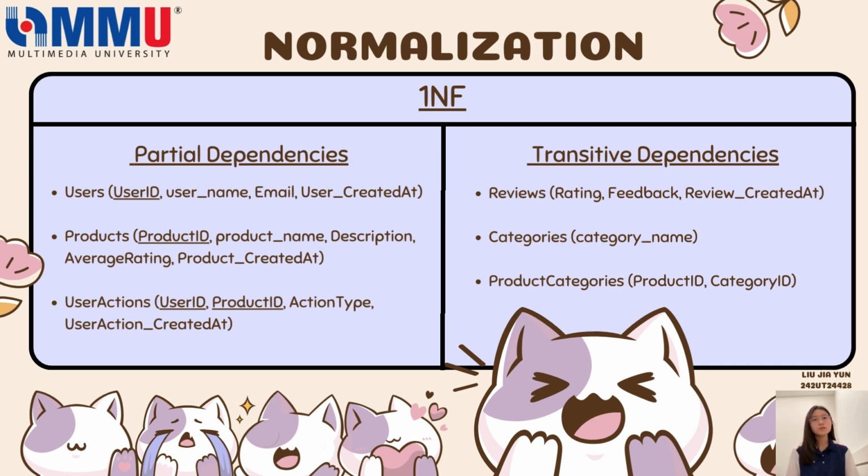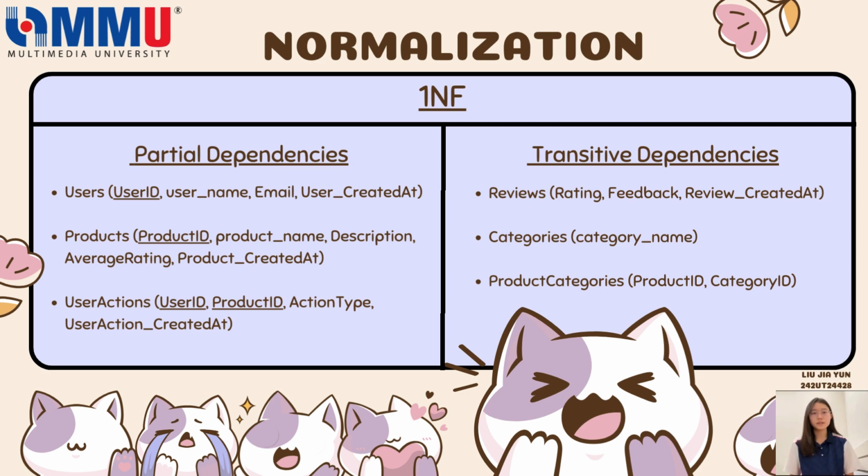In the users table, username, email, and user created app depend only on user ID. In the product table, product name, description, average rating, and product created app depend only on product ID. In the user actions table, action type and user action created app depend on the composite key, which consists of user ID and product ID, ensuring that each combination of user ID and product ID is unique.